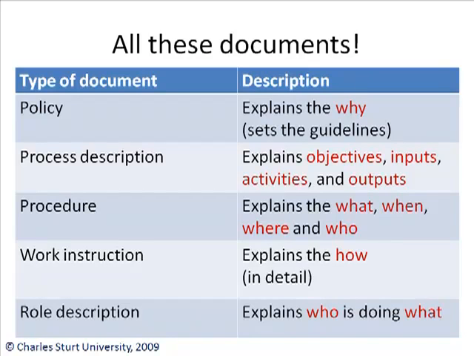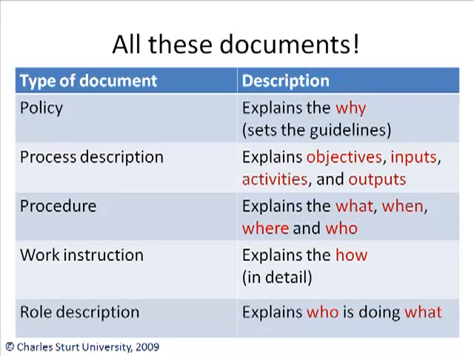A process description typically talks about objectives. Why are we doing change management? What are we trying to achieve? Inputs, activities, and outputs. So process descriptions are all about what are we trying to achieve, what are the inputs, what are the activities, and what are the outputs. Procedures are more like documents that explain the what, the when, the where, and the who of certain steps you need to follow to achieve a certain output.